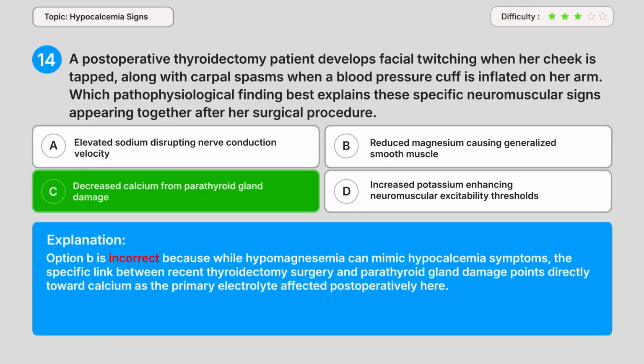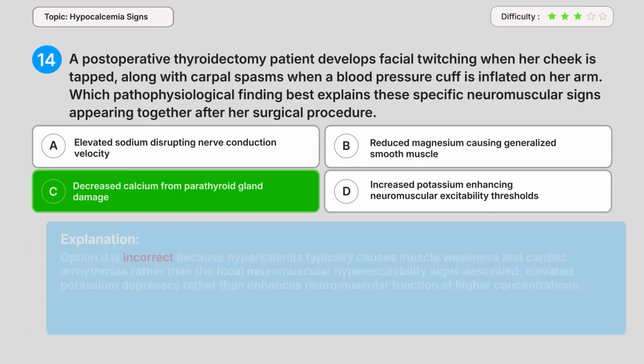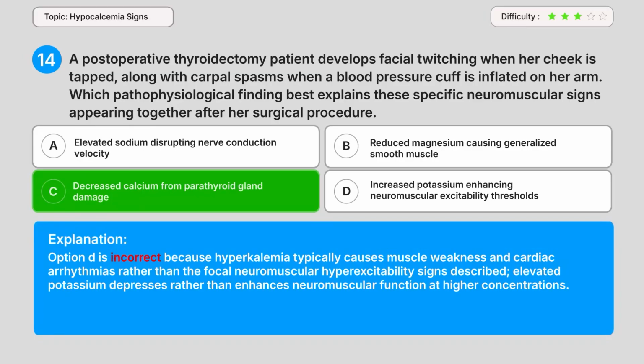Option B is incorrect, because while hypomagnesemia can mimic hypocalcemia symptoms, the specific link between recent thyroidectomy surgery and parathyroid gland damage points directly toward calcium as the primary electrolyte affected postoperatively here. Option D is incorrect because hyperkalemia typically causes muscle weakness and cardiac arrhythmias, rather than the focal neuromuscular hyperexcitability signs described. Elevated potassium depresses rather than enhances neuromuscular function at higher concentrations.